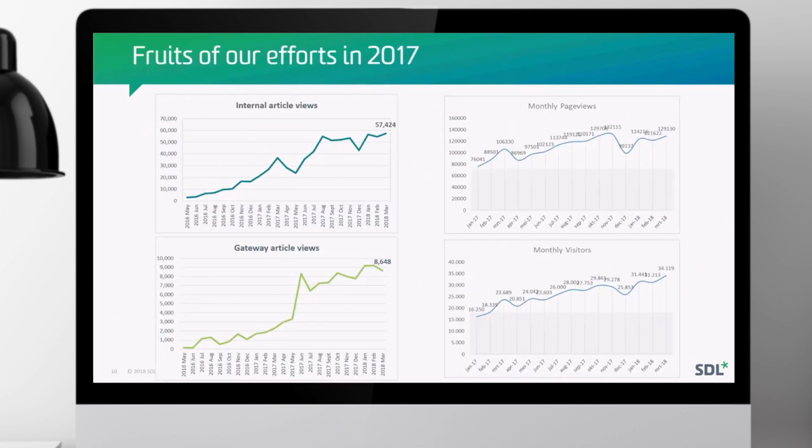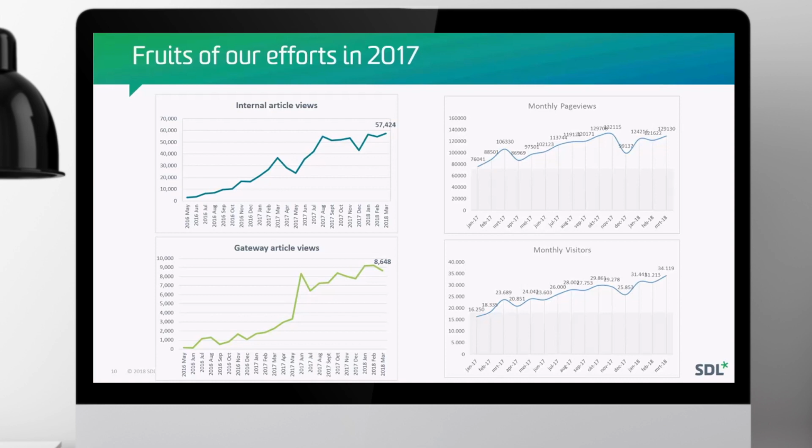And this slide is not to bore you with numbers, but it's really to illustrate that what we produce together is actually being looked at a lot. So at the top in the left corner you see the internal article views. Per month we have almost 60,000 article views in the internal knowledge base. And the line is still increasing, so the trend is increasing. So it is really worthwhile, what you produce is being looked at.